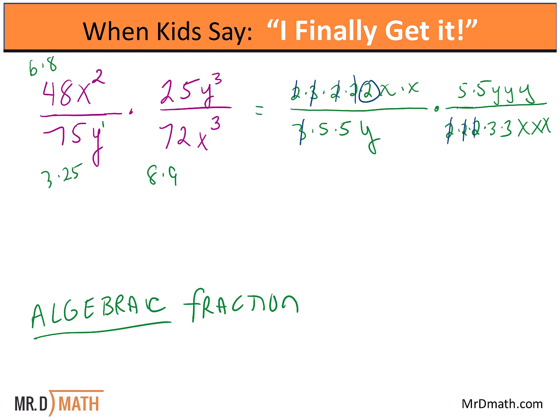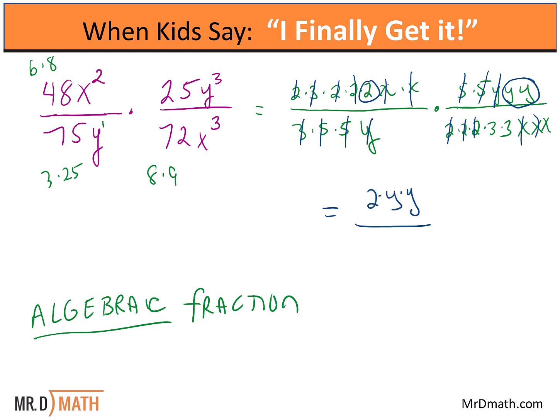How about the x's? An x with an x, an x with an x. The x's cross out just like numbers. Now we've got 5s. Look, there's a 5 and a 5 and another 5 and a 5. And this time we have some y's. There's 1 on the top, 1 on the bottom, and that's it. Notice what's still left on the top. A 2 and 2 y's. That's part of our answer. 2 times y times y.